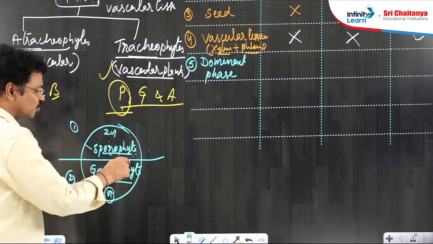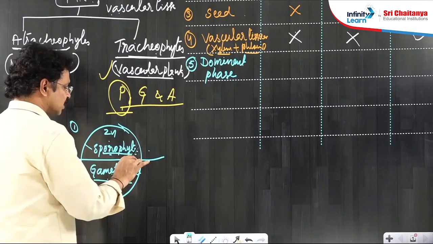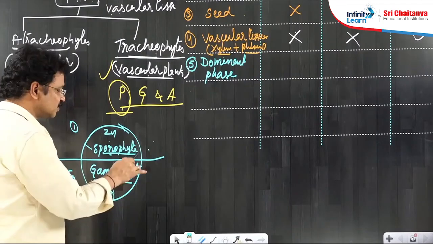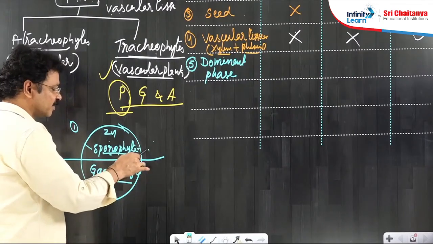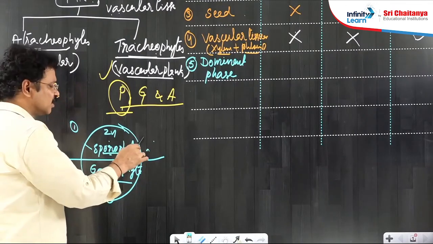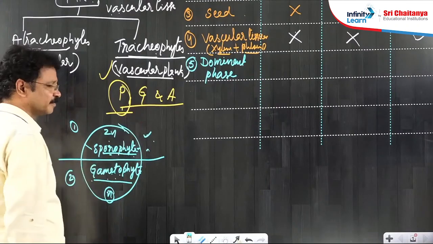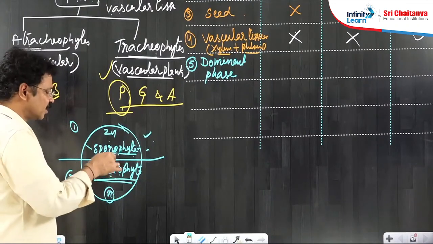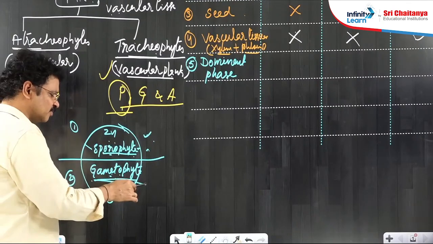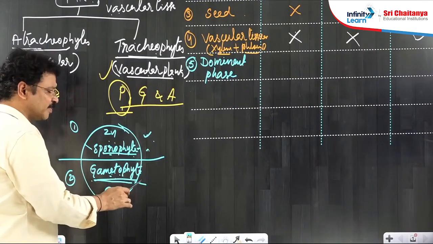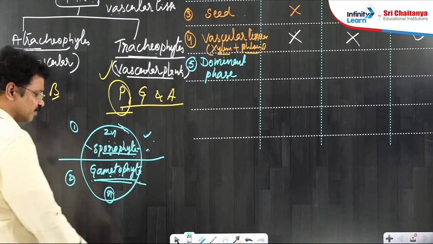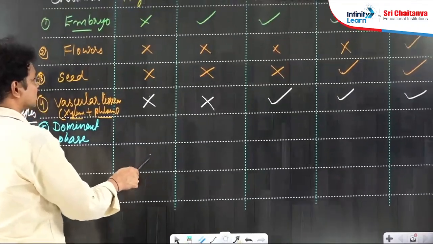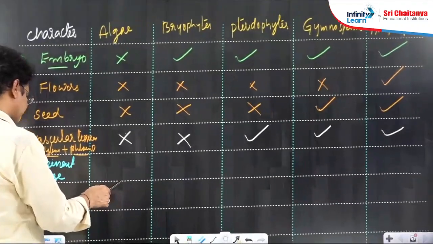In these two phases, generally one is the dominant, meaning photosynthetic. The phase which is able to produce food material by performing photosynthesis, that is the dominant and independent phase. The phase which can't prepare food material by itself, depending on other phases, such is the non-photosynthetic or dependent phase. Based on these concepts, you can write some points about these five groups in the plant kingdom.